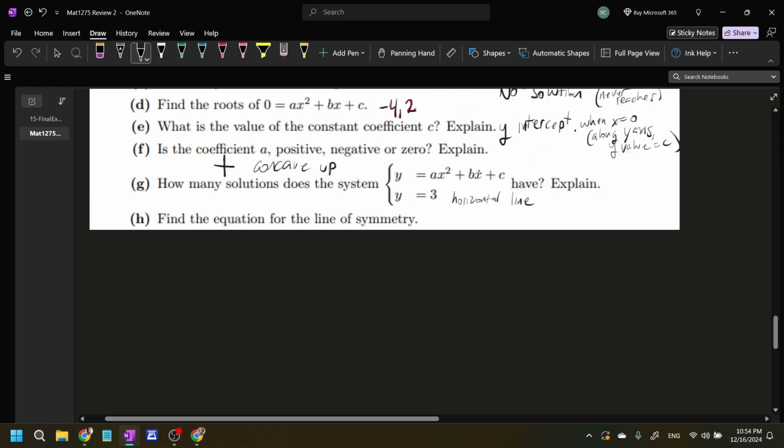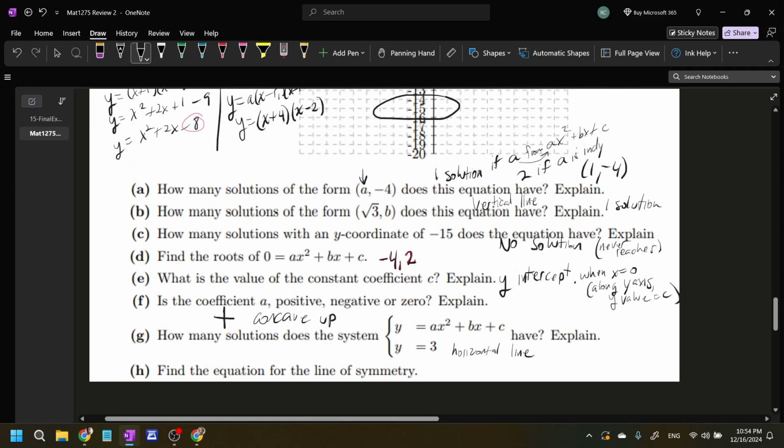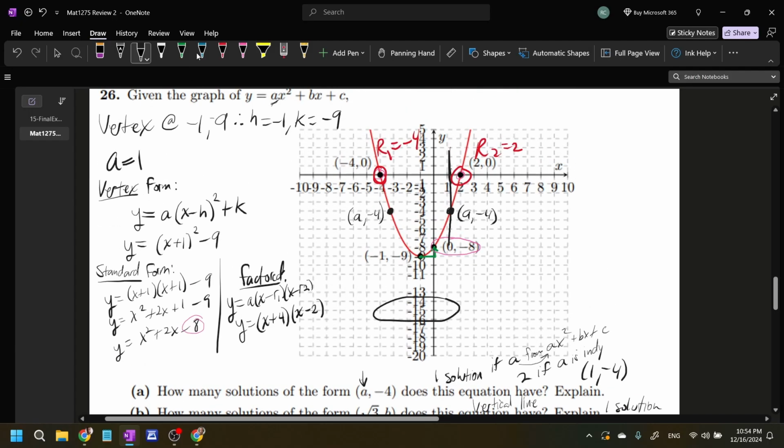It's a horizontal line. All x values don't matter. The y value is 3, so that represents a horizontal line. So I'll draw that. This blue line here would be the line y equals 3.